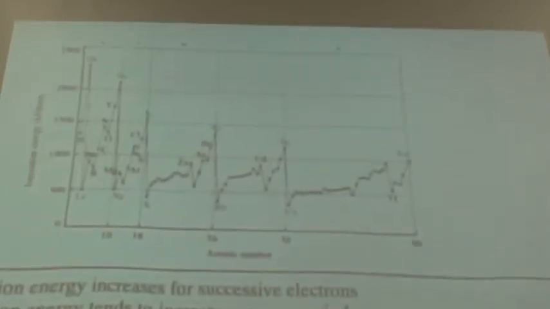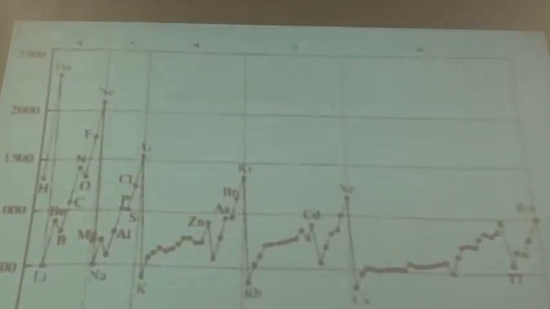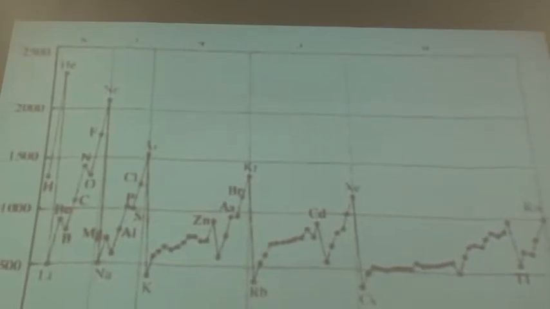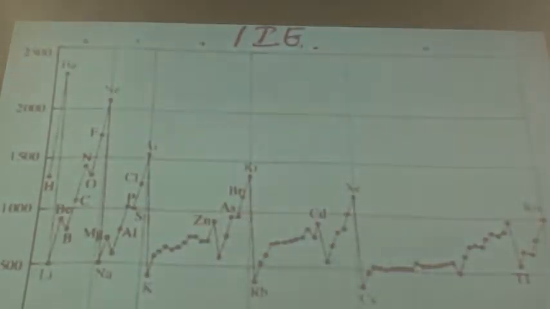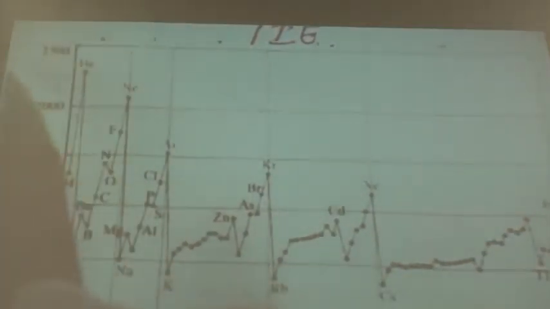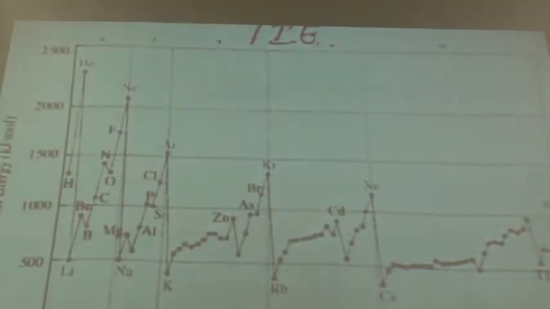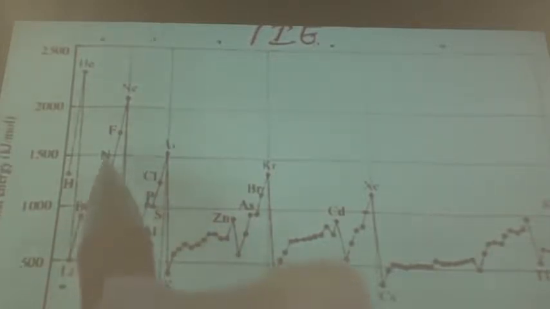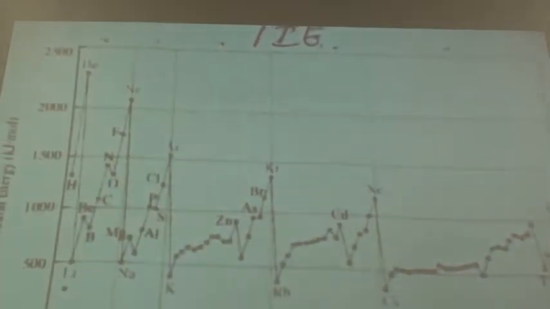So far, so good? Okay. We get this until we come to this thing. What is this? It is an ionization energy chart. We're talking about the first ionization energy, the energy needed to pull the first electron off of a neutral atom. This is kilojoules per mole. This is atomic number. Starting with the second period, here's lithium, there's beryllium, boron, carbon, nitrogen, oxygen, fluorine, neon. Got it?